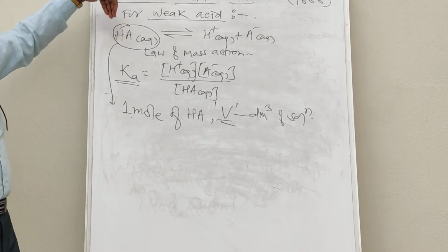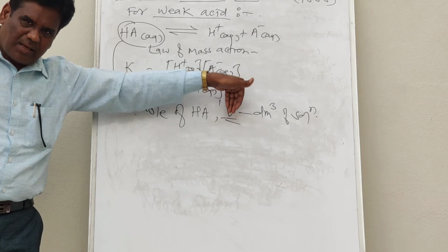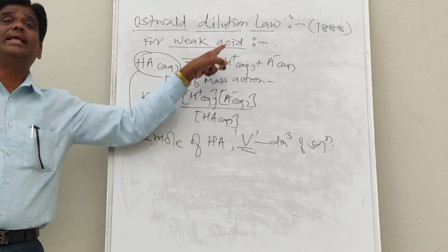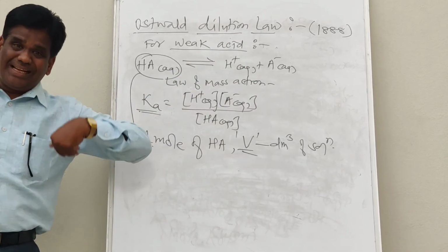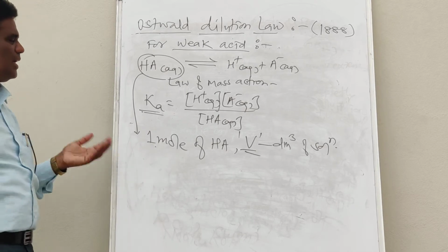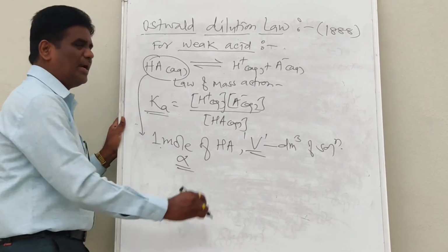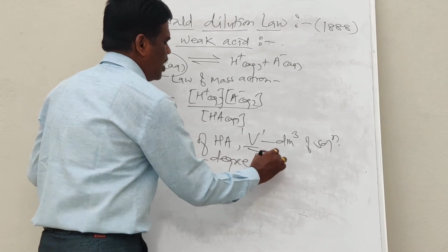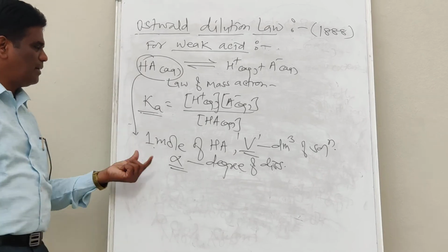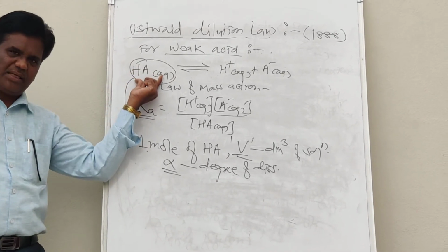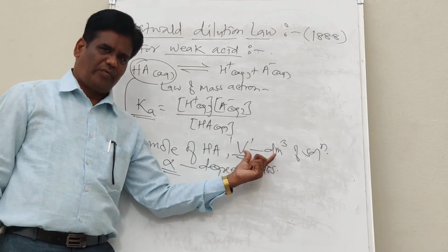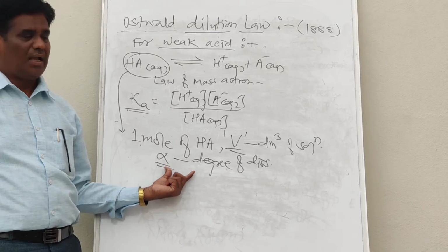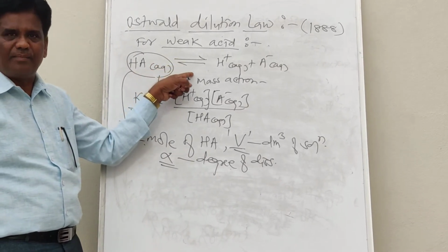Once the weak acid is present in whatever dm cube of solution, it is always feebly dissociated or feebly ionized into ions. And once it dissociates, this degree of dissociation is called alpha. So alpha is the degree of dissociation. Now to remember, 1 mole of HA weak acid is present in V dm cube of solution, and alpha is the degree of dissociation. And now this reaction is present at equilibrium.